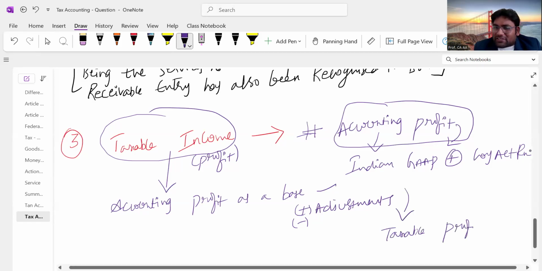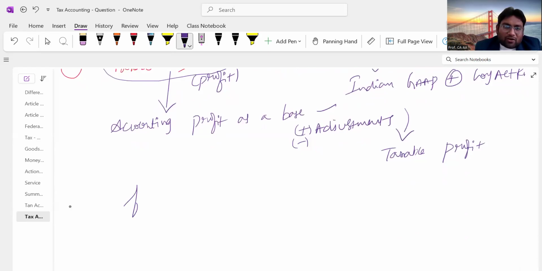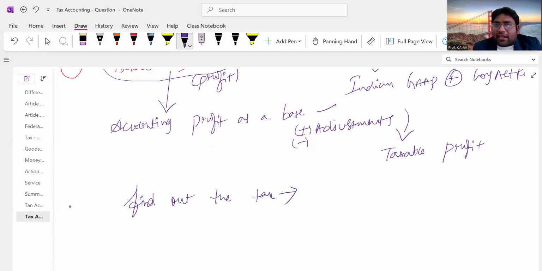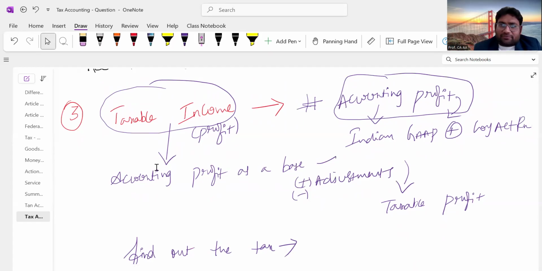So what is the benefit of this taxable profit, sir? The single benefit of the taxable profit is to find out the tax. Sir, can't I apply the tax rate 30% on accounting profit? No, you cannot apply the tax rate directly on accounting profit, because accounting profit uses the rules of the Companies Act. But the tax rate is given in the Income Tax Act. Matching concept is violated. So you have to find out the taxable profit.